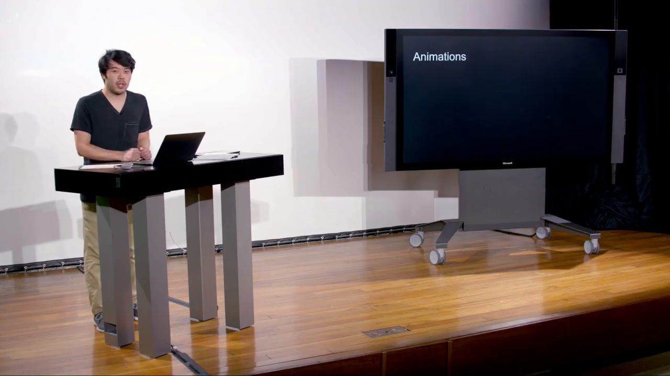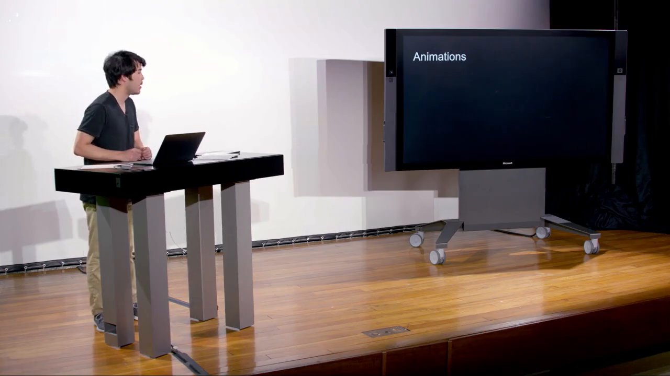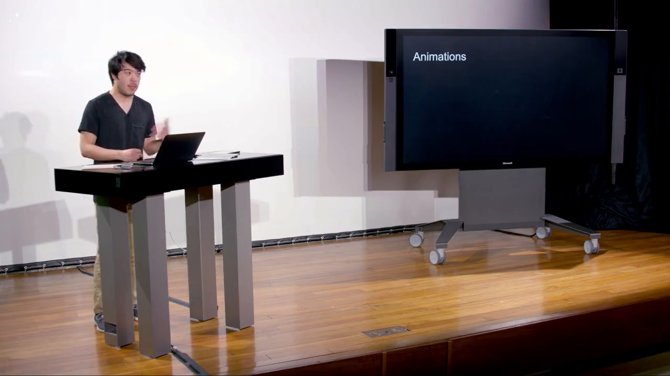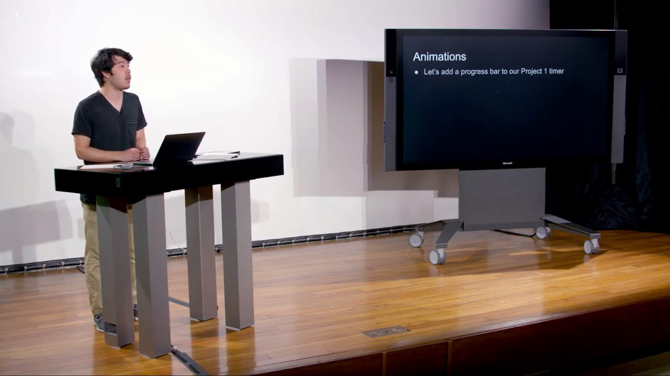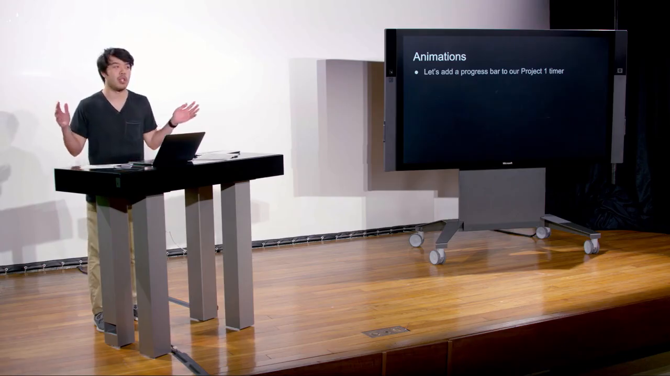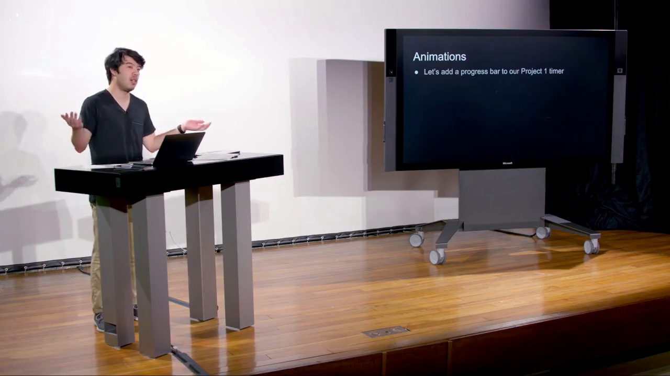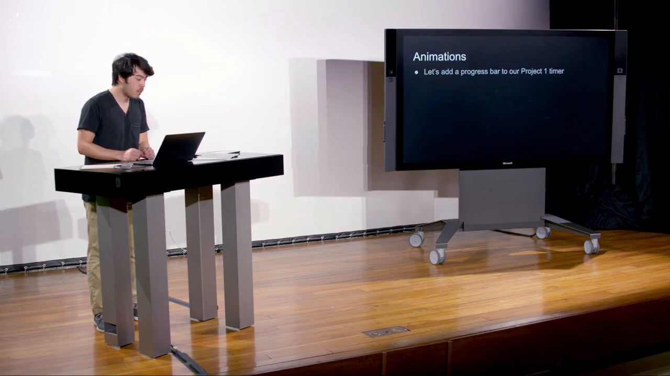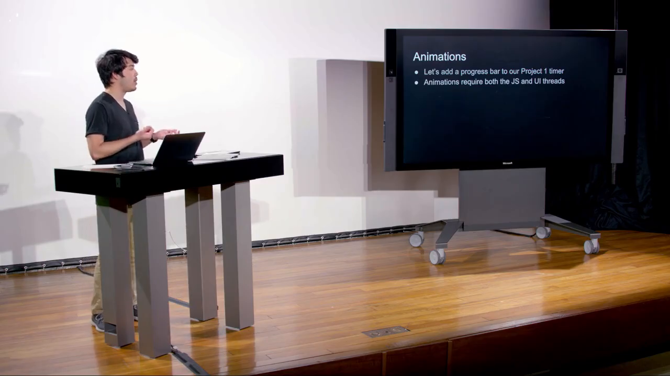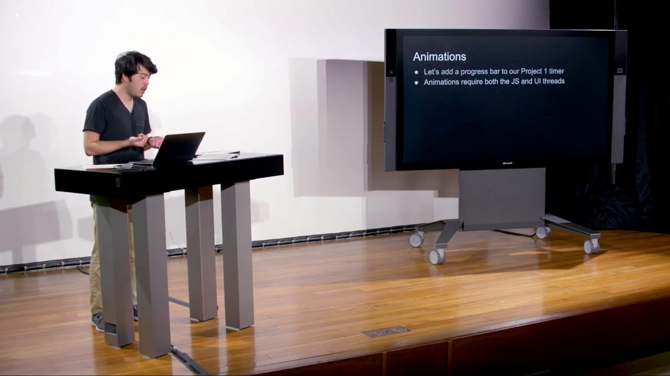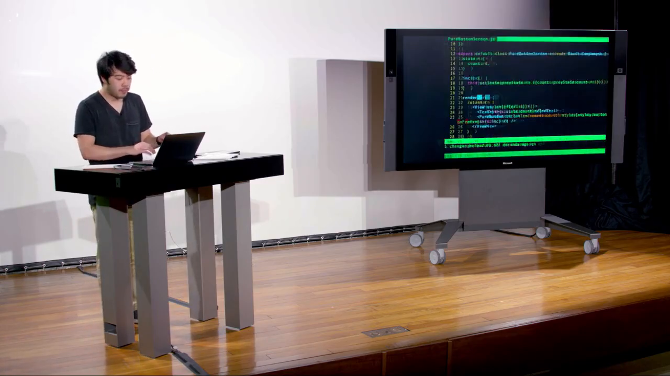So let's talk about a time where it often actually does matter to be as performant as possible, and that's in animations. If you remember back to project 1, we implemented a Pomodoro timer. Let's add a progress bar to that timer. This progress bar should show us how much time is left in the timer. The animation that we're about to create is going to require both the JavaScript and UI thread. So let's go ahead and do it.